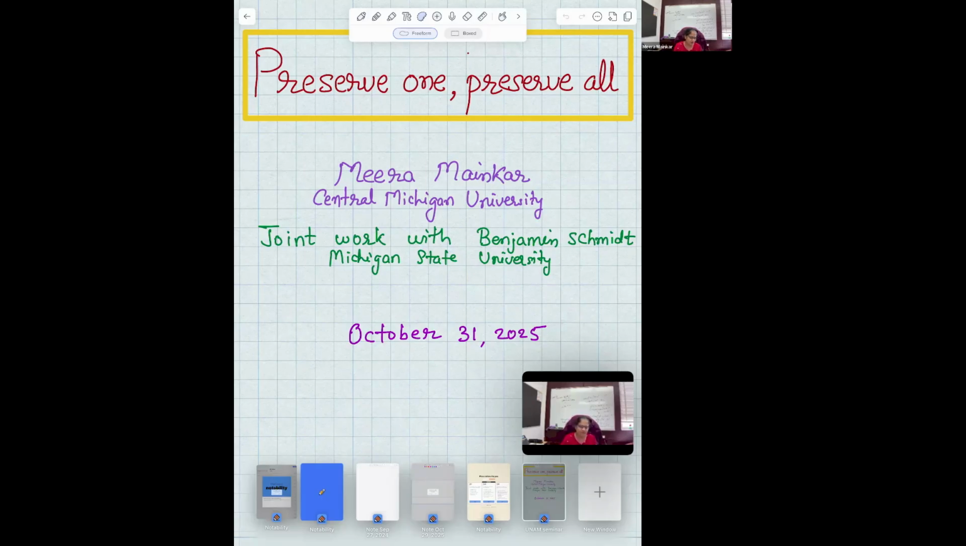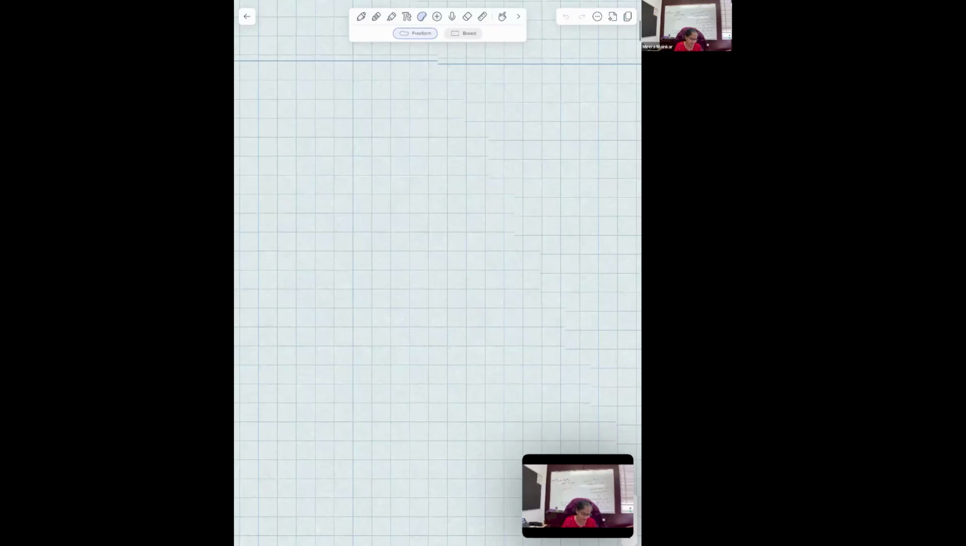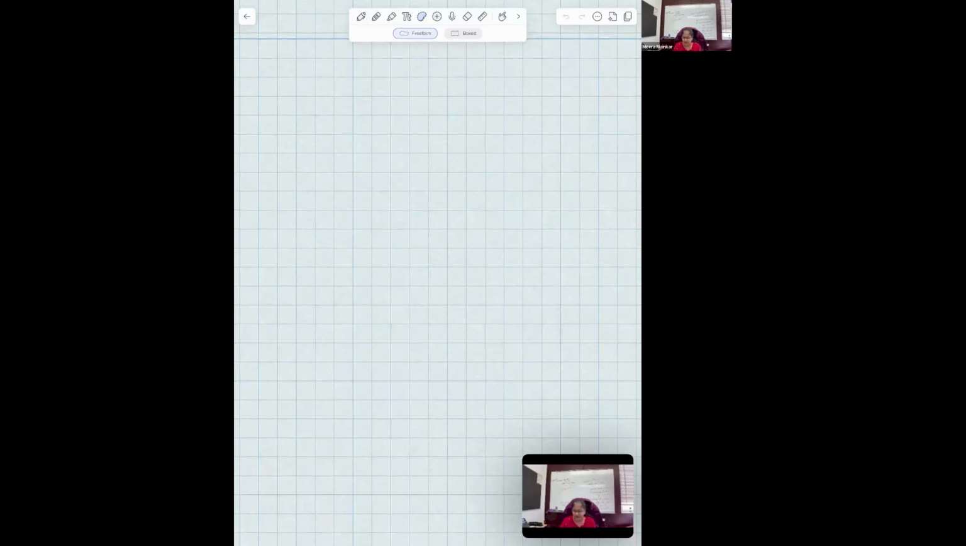But today I'm going to talk about Preserve One, Preserve All. This is work that I have done with Benjamin Schmidt, who is at Michigan State University, about 70 miles away from our university. We worked on this some time ago and are still in the process. The work is already on arXiv, but it has not been published yet.